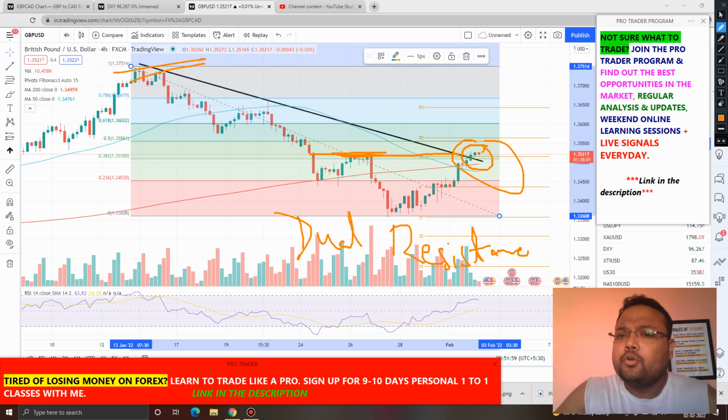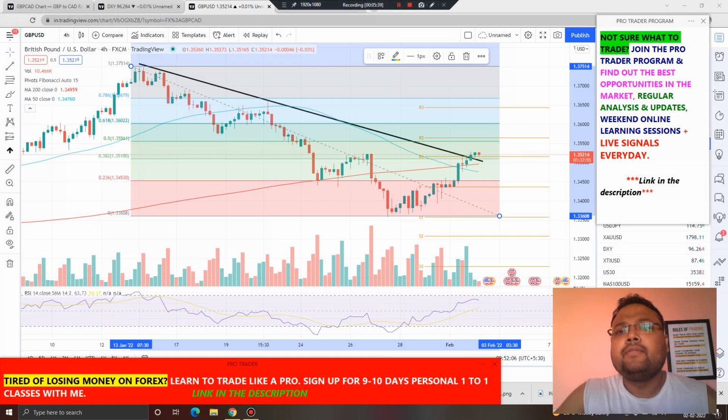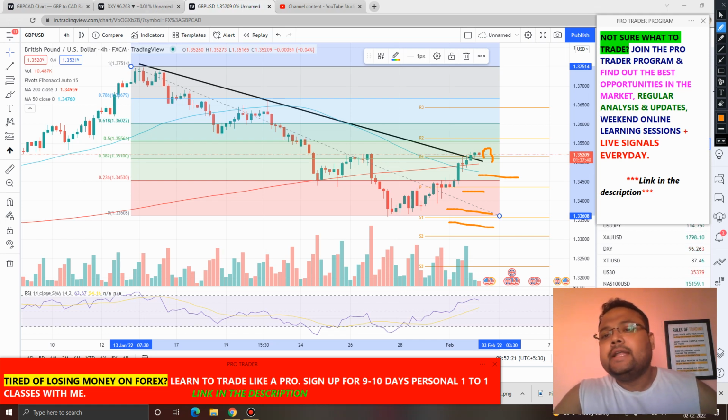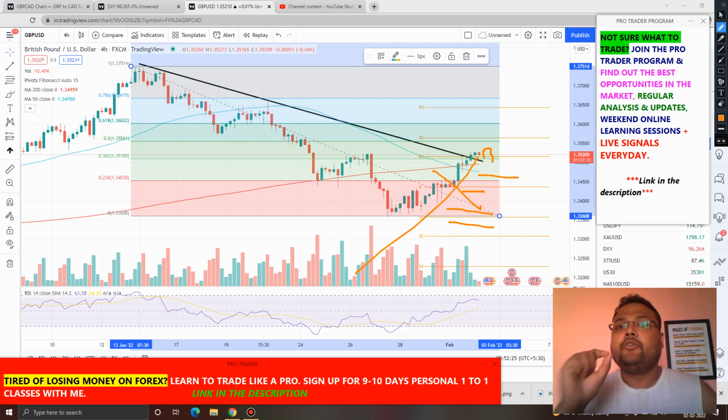And to be honest, this is not a very good level to take a buy position. Why? Because your risk to reward will not be in your favor. If you take a buy position here, where will be your stop loss? Your stop loss will be here. If you put your stop loss here, this is a very risky one, and you can put your stop loss here or here. So your risk to reward ratio is not in your favor. And so taking a buy position is out of the question because you will be compromising with the trading discipline.